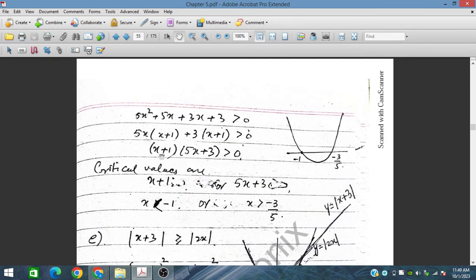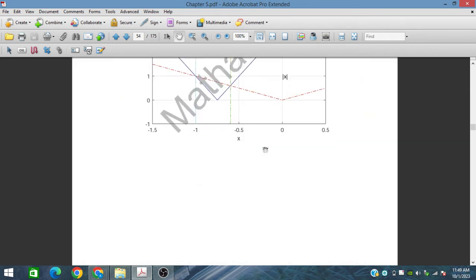On factorization, we have obtained (x + 1)(5x + 3) is greater than 0. So minus 1 and minus 3 upon 5 are the critical values. And now we will draw this graph.